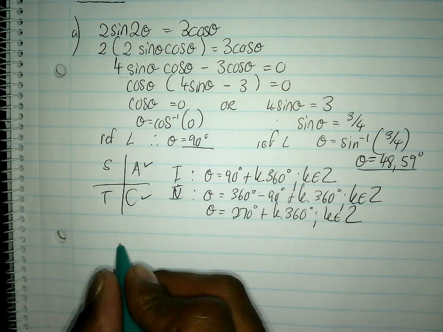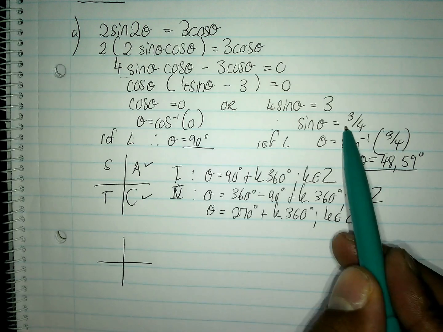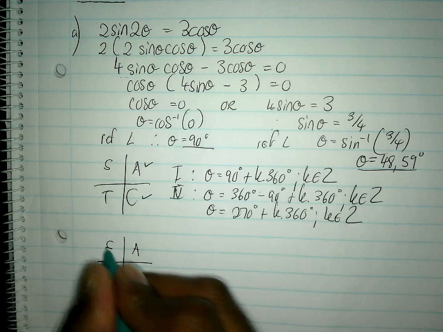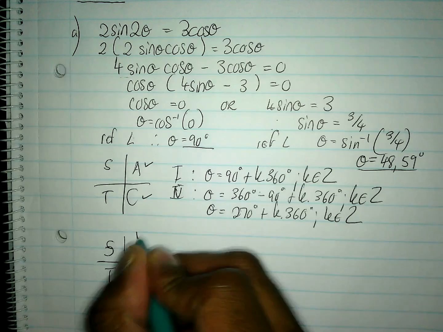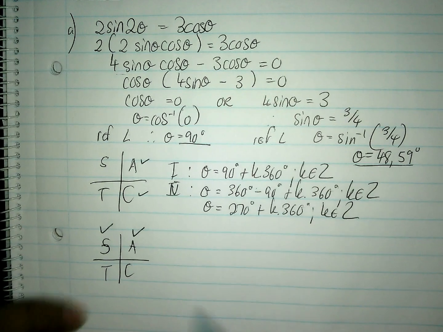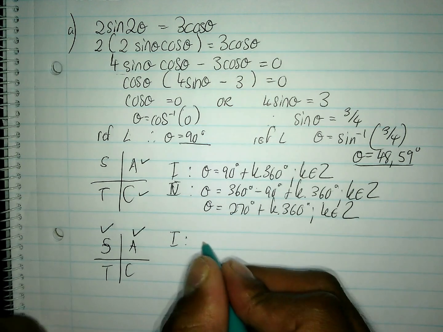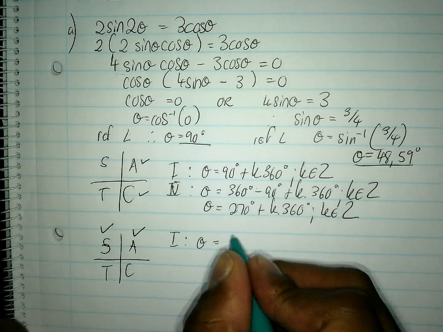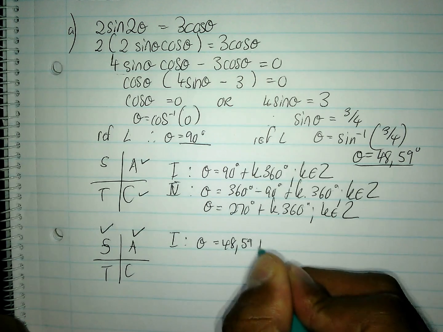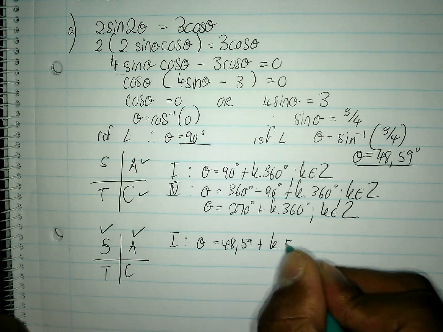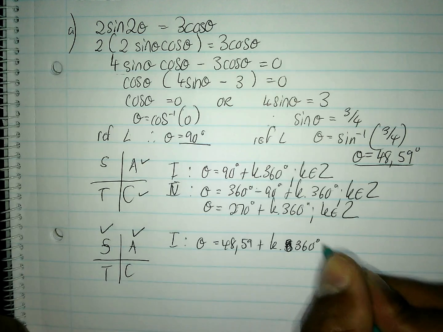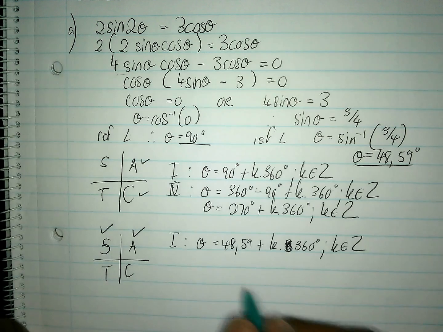Now we're going to check where sine is positive. Sine is positive, so according to your CAST diagram, it's going to be your first and second quadrants. For your first quadrant, we know that theta equals your ref angle of 48.59 plus k multiplied by 360. Sorry, this is going to be 360. K is an element of integers.